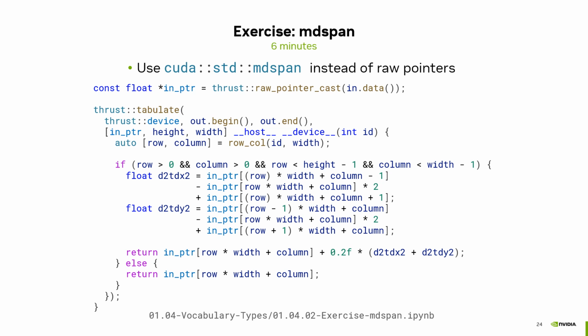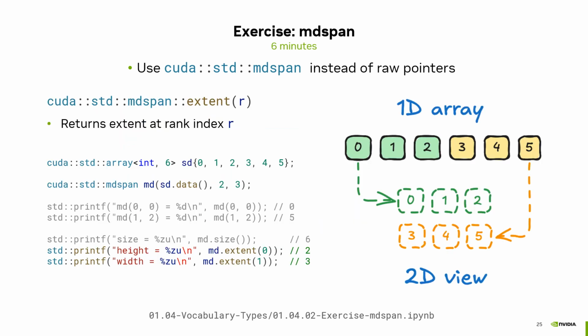For the exercise in this section, instead of capturing a raw pointer in our lambda, we'll capture an mdspan. That way we can use multidimensional indexing directly without manually flattening the row and column into a single index. It'll make the code cleaner and less error-prone while maintaining the same performance.